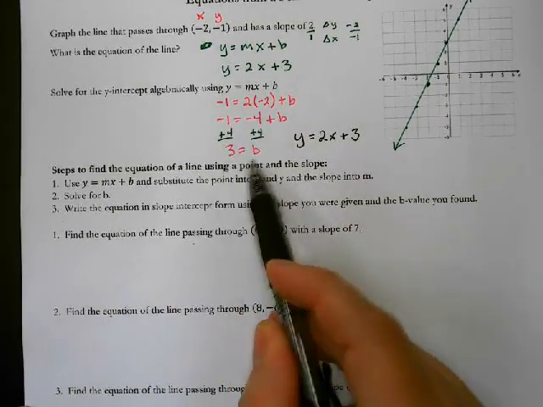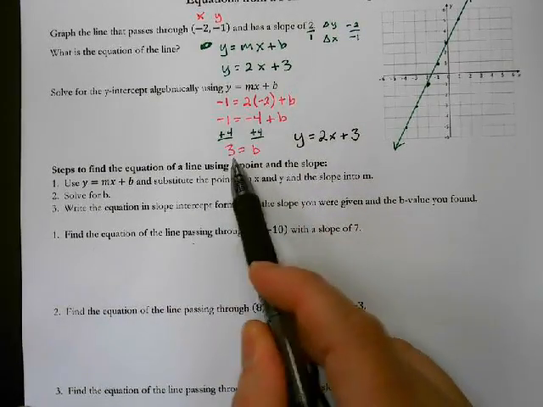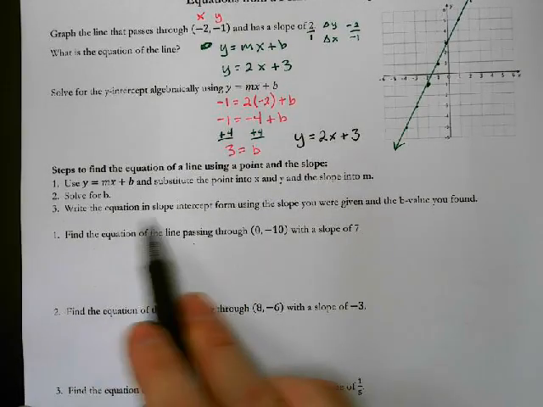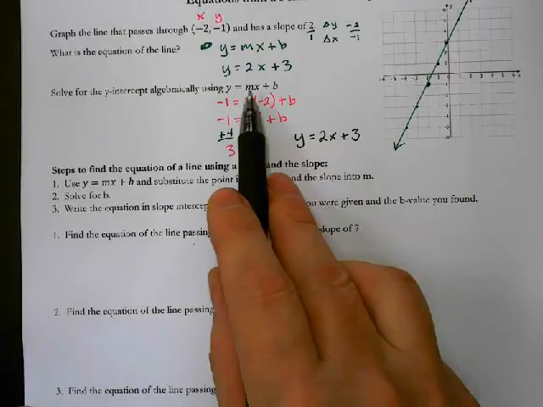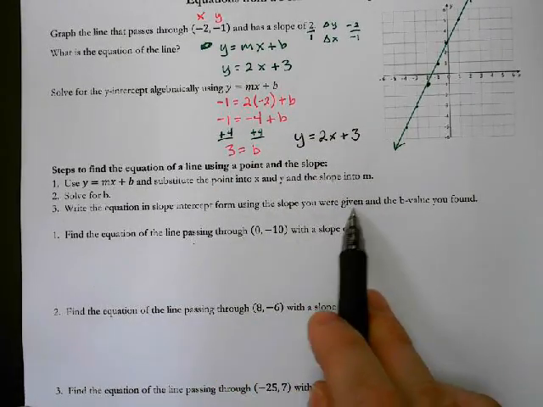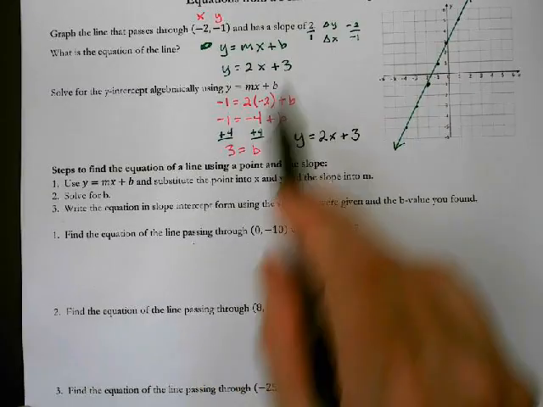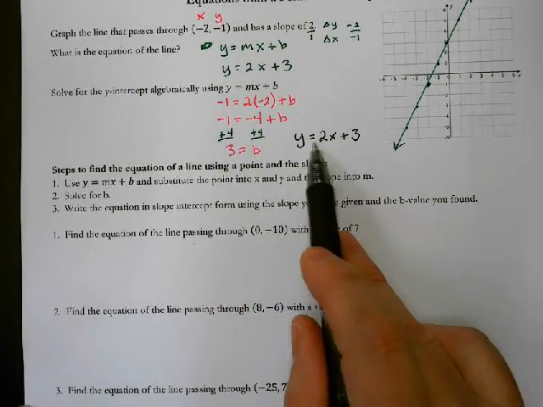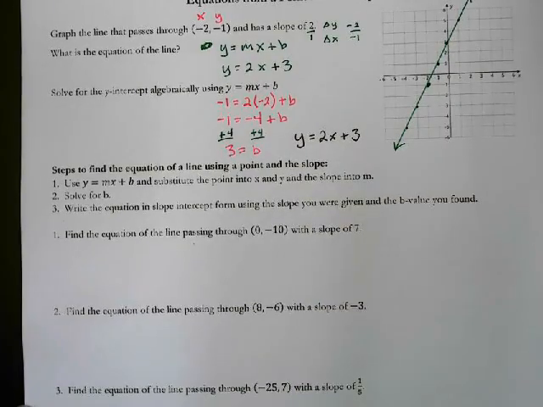This is where we solve for b right here. We found out what b is. Last step, we're going to write the equation in slope-intercept form. That's y equals mx plus b, using the slope we were given and the b value that we found. We were given a slope of 2. We found the b value is 3, so our final answer is y equals 2x plus 3. 3 easy steps. Let's do it.